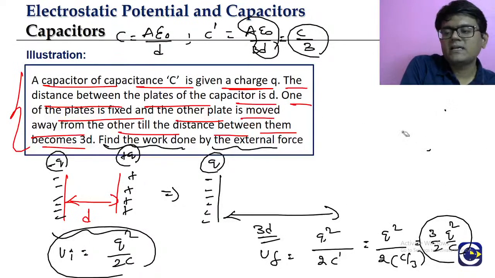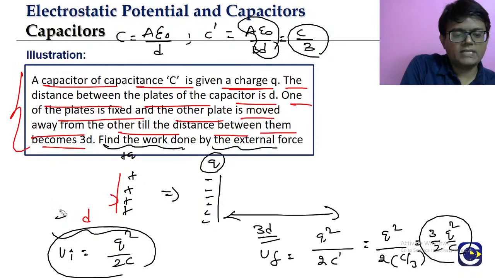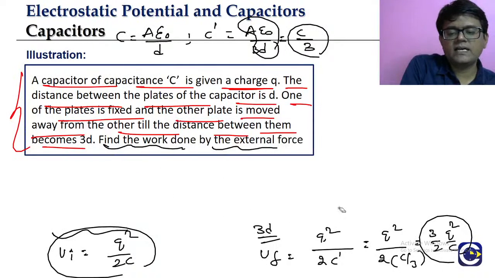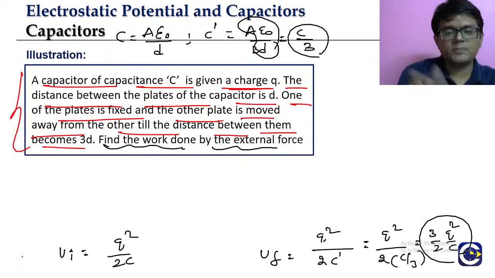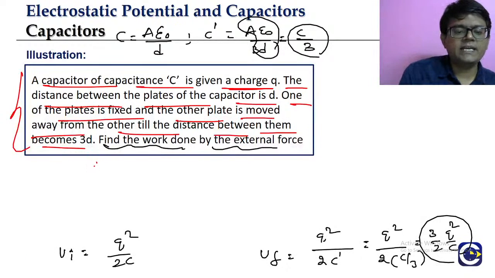What are they asking us? What is the work done by the external force? So how do you calculate the work done? We will assume that in the final state, once we move and fix it, there is no kinetic energy involved. Initially both plates are at a fixed separation. Finally also they are at a fixed separation, but the value has changed to 3D. So here the kinetic energy term is not involved.